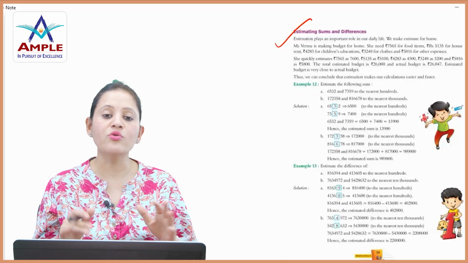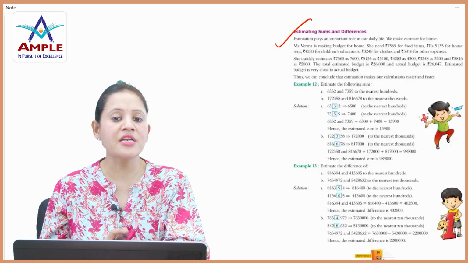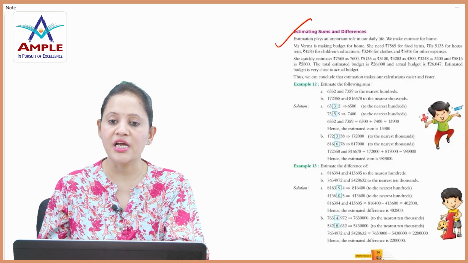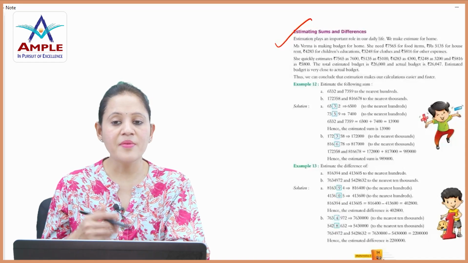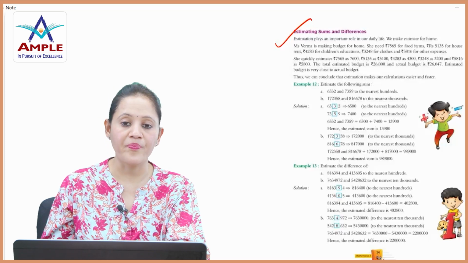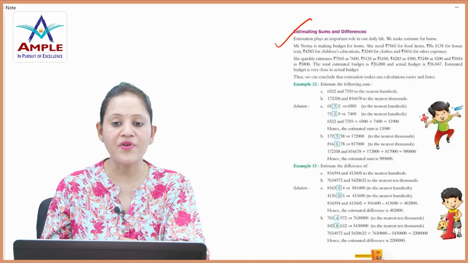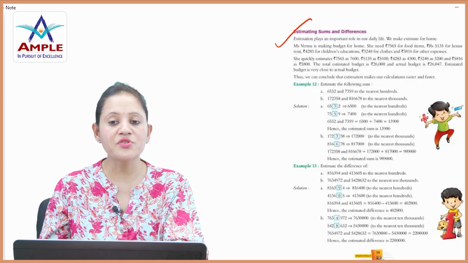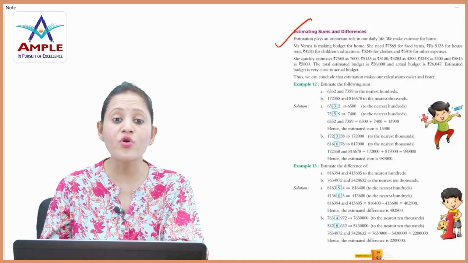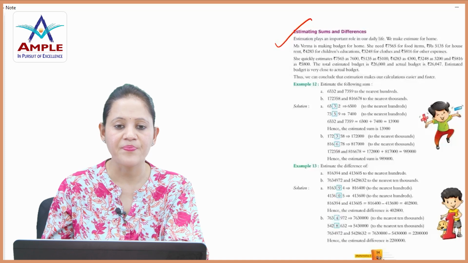Now, we will learn how to find the estimated sum and difference. Estimation plays an important role in our day-to-day life. We make estimates for homes. Mr. Verma is making the budget for home. He needs rupees 7,565 for food items, 5,135 for house rent, 4,283 for children's education, 3,248 for clothes and 5,816 for other expenses.